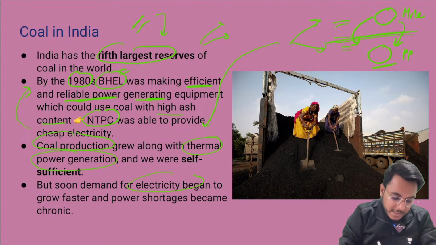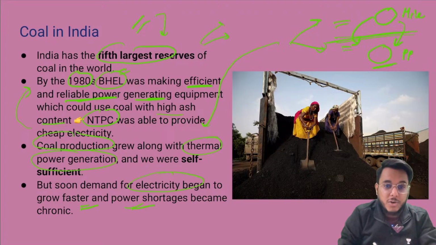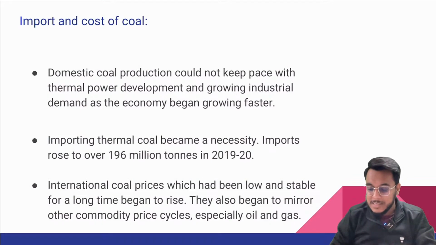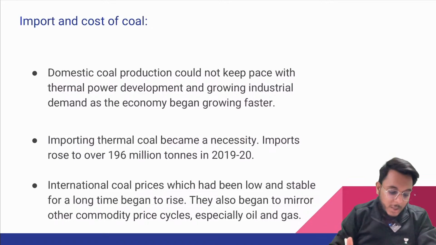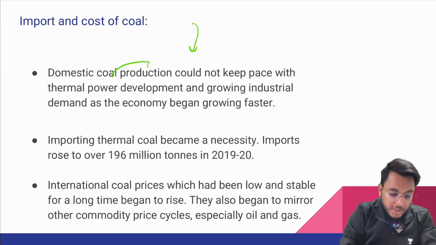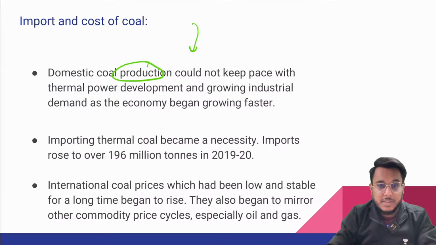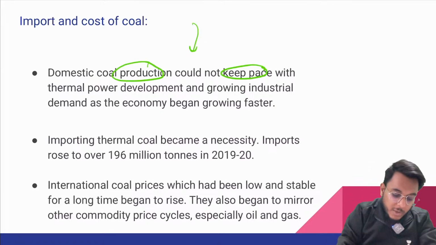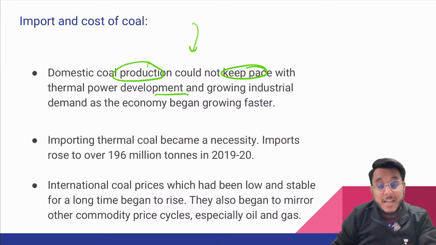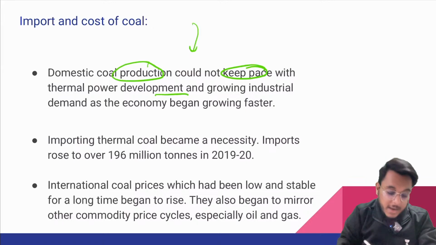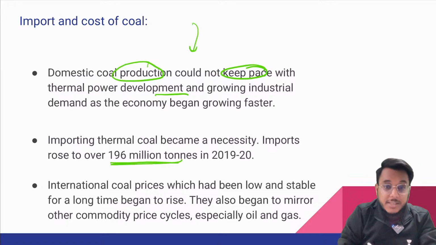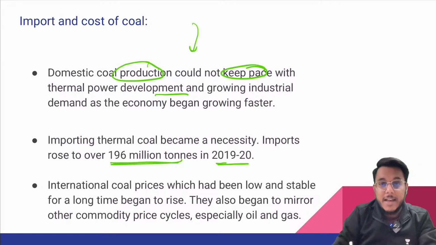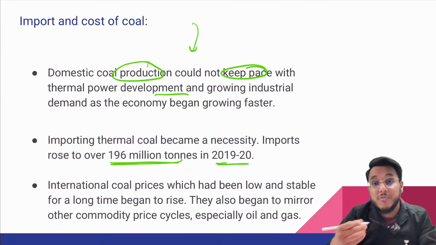So the demand for electricity became fast, power shortages became chronic, and we started to import coal. Now in this direction, guys, the domestic coal production, though we have the fifth largest reserves, has not been able to keep pace with development, and importing coal became such a big problem that we imported around 196 million tons of coal in 2019-20, which is very high.